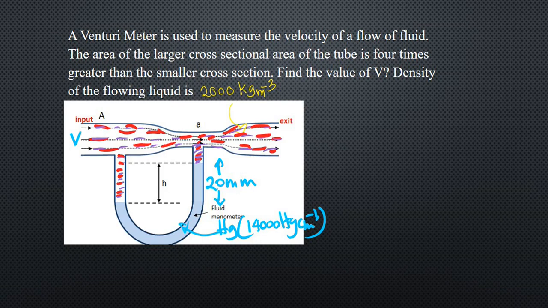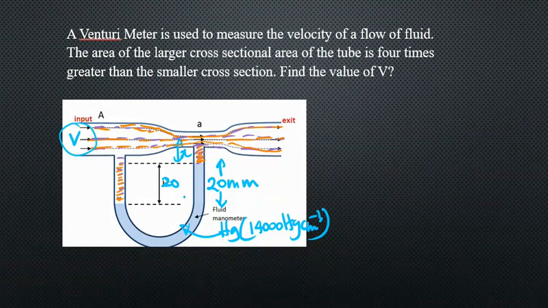Right. A venturi meter is used to measure the velocity of a flow of fluid. The larger cross-sectional area of the tube is 4 times greater than the smaller cross-section. Find the value of V. So they are asking for the velocity here, right?